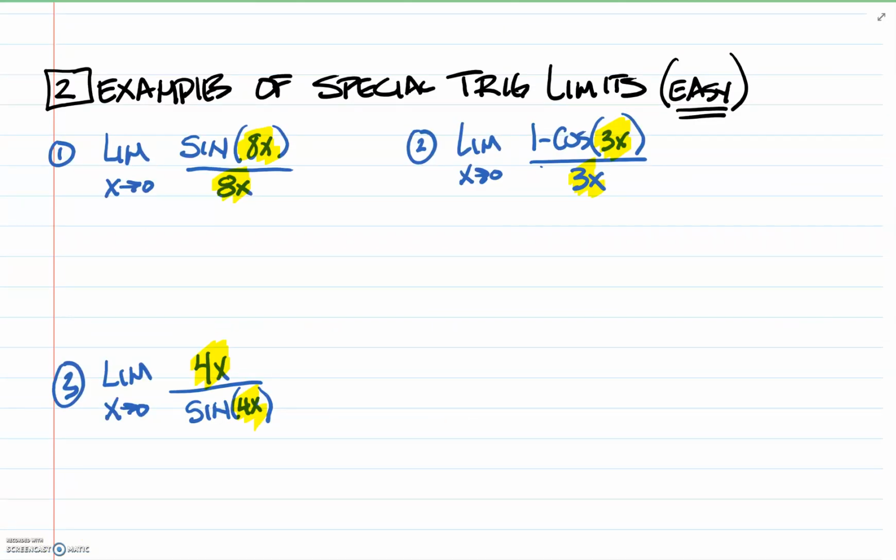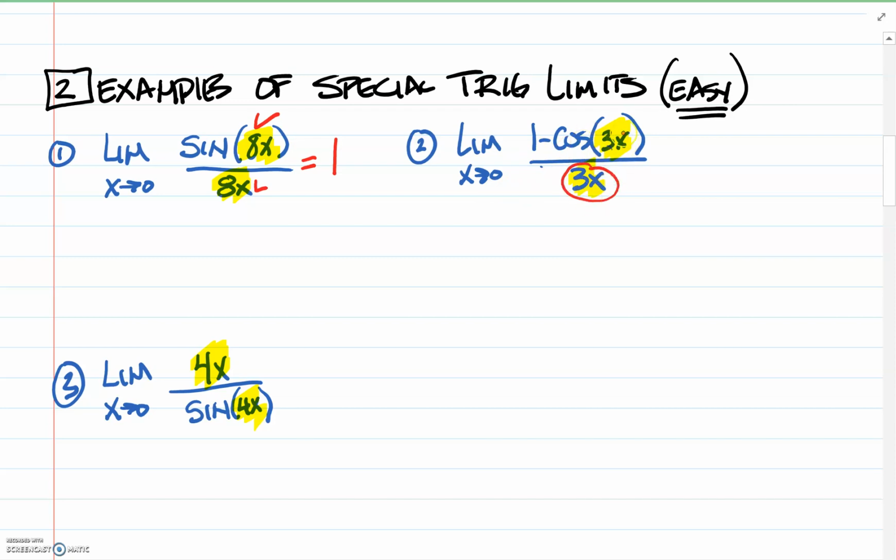Okay, box 2, these are some examples of special trig limits, and these are the easy ones. I'll show you why. Let's say I'm looking at the limit as x goes to 0 of the sine of 8x over 8x. Notice how I have the highlighted argument, and it's the same for the top and the bottom. If my arguments are the same, I can automatically say that the answer is just going to be a 1, no problem. Number 2, the limit as x goes to 0 of 1 minus cosine 3x over 3x.